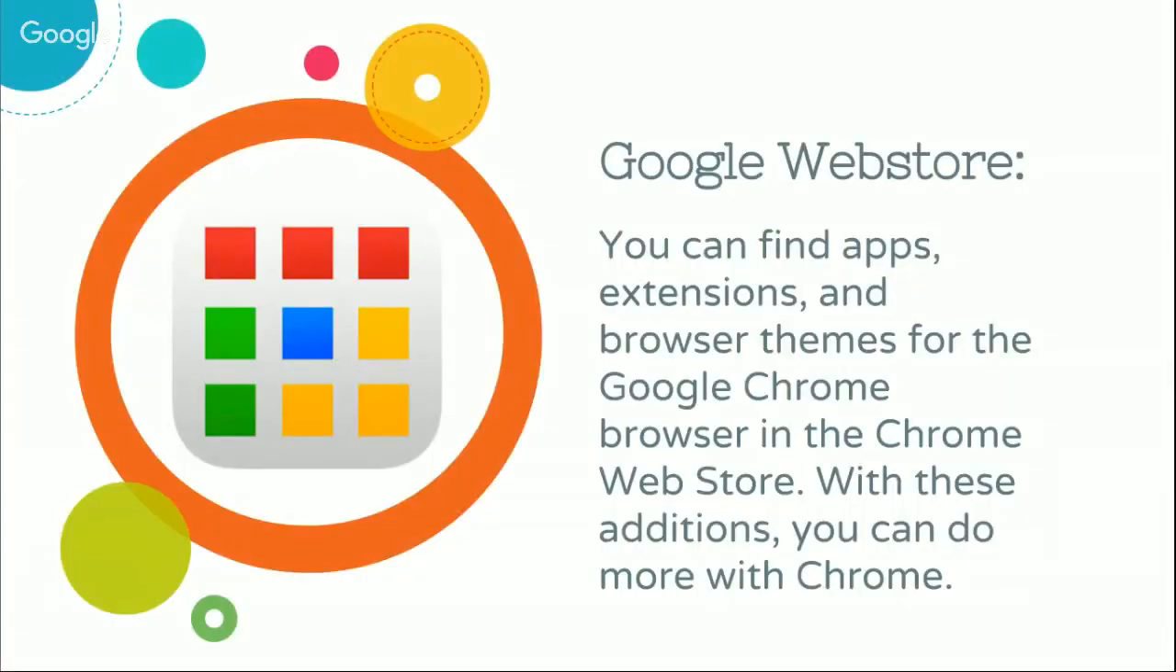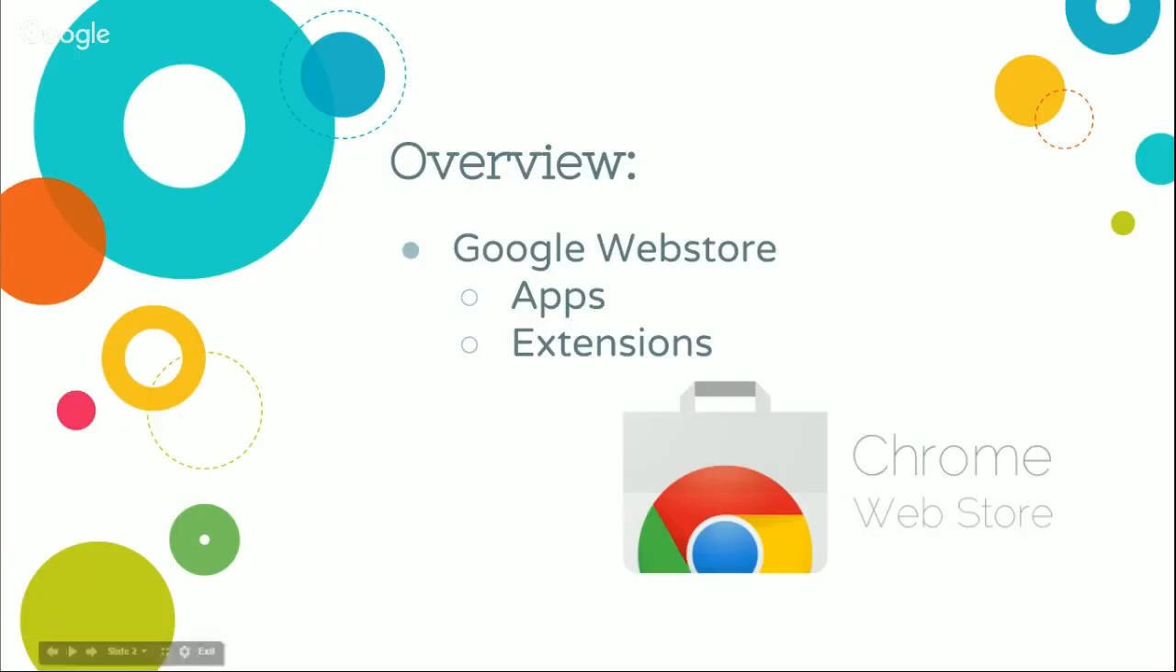In the Google Web Store, you can find apps, extensions, and different browser themes for Google Chrome within the Chrome Web Store. The Web Store icon has these 9 little boxes, and it also looks like a grocery bag with the Chrome logo on it as well.